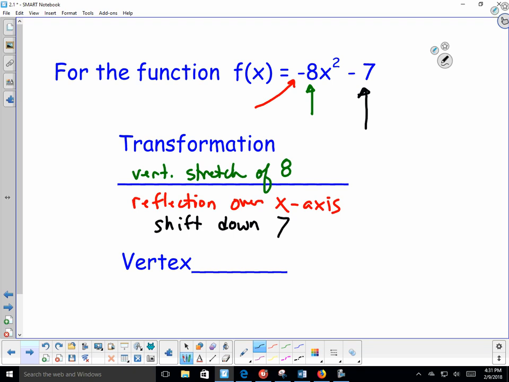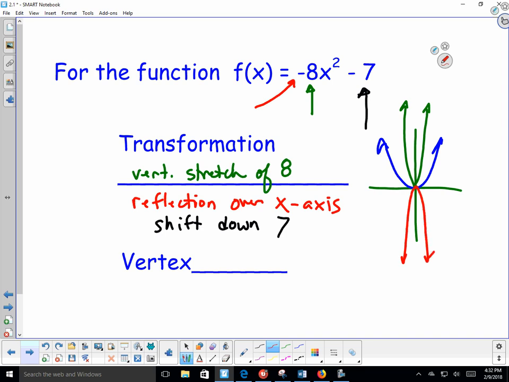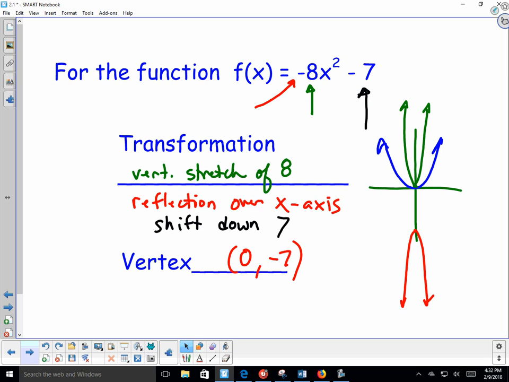So where's the vertex going to be? Well, if our parent function was this parabola looking like this, we have vertically stretched it, which is going to make it look quite a bit narrower, like this, vertically stretched. It's been reflected over the x-axis, which means it's now very narrow, but it's opening this way, and it's been shifted down 7. So this whole graph is being shifted down 7. So I'm predicting that our vertex will be at (0, -7). Okay, and you could type that into your calculator and check me on that.